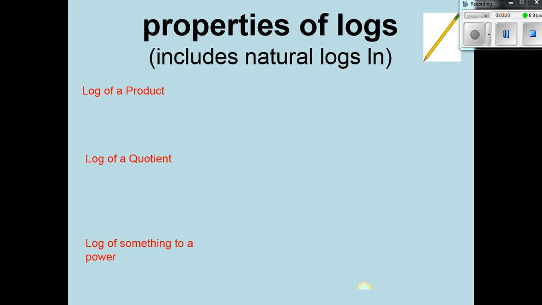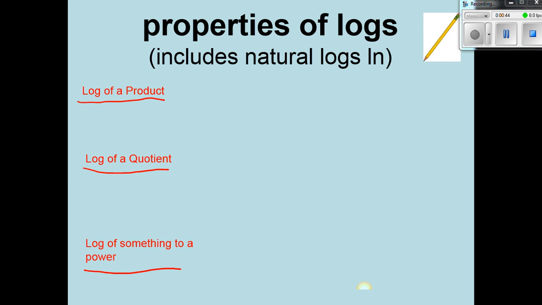Alright, so I want you to put down these properties. The first property is log of a product. The second property is log of a quotient. And the third property is log of something to a power. Now I want you to write down these properties and we're going to talk about them. But in a minute I'm going to explain to you why they work the way they work.